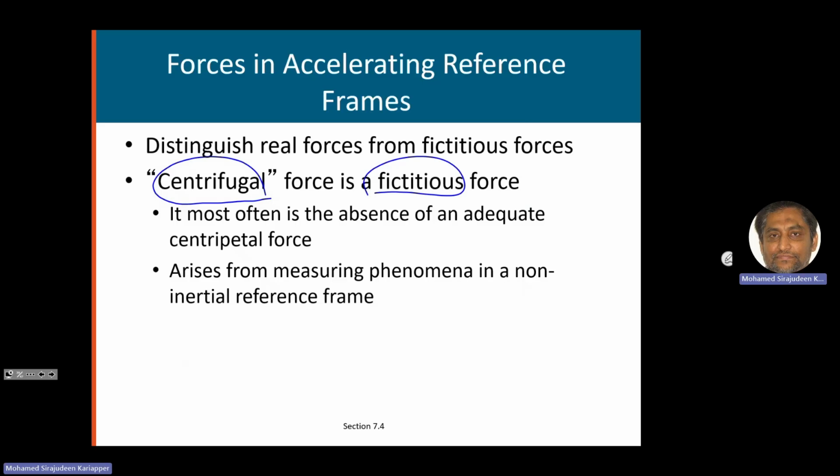What is this fictitious force? It is actually the absence of enough centripetal force. So you cannot be held in that circle, so you will be pushed out, and it feels like some force. It's not an actual force.